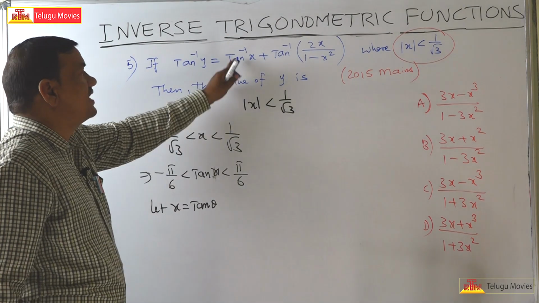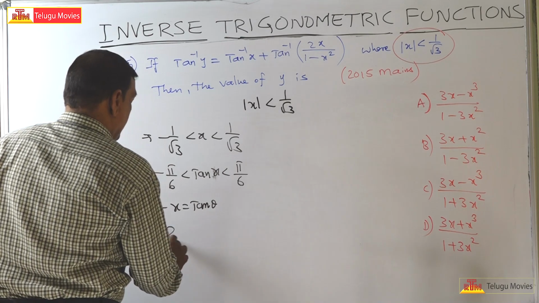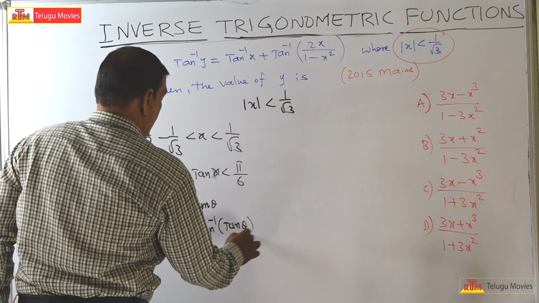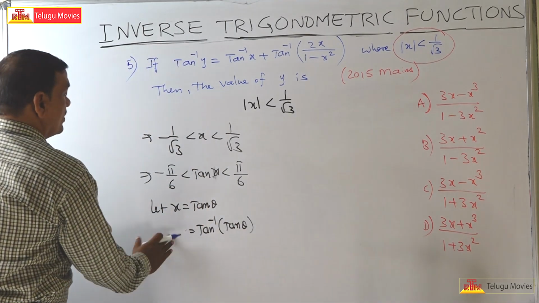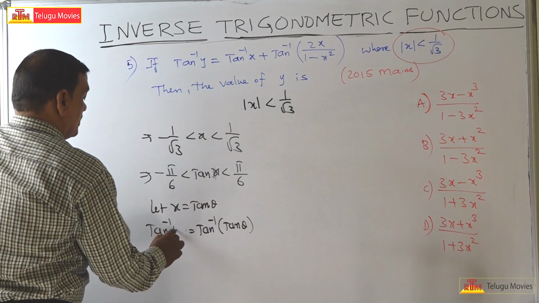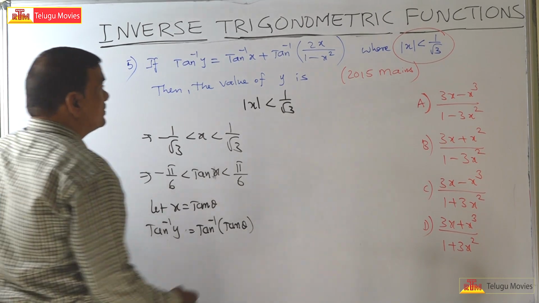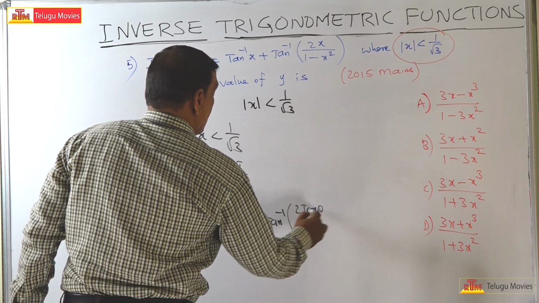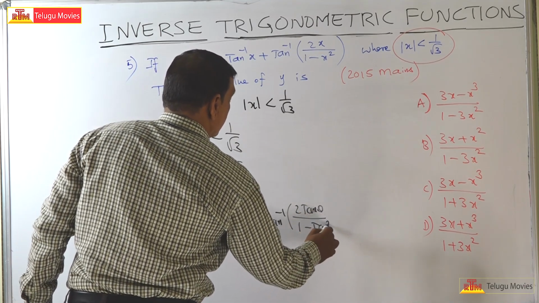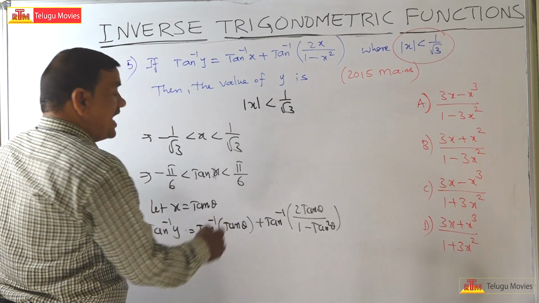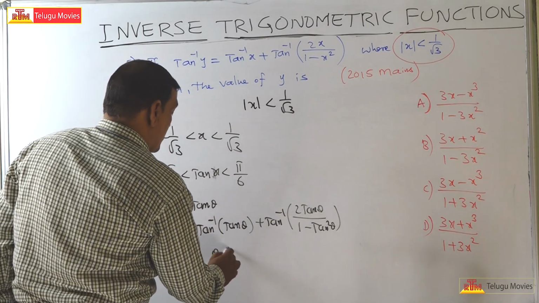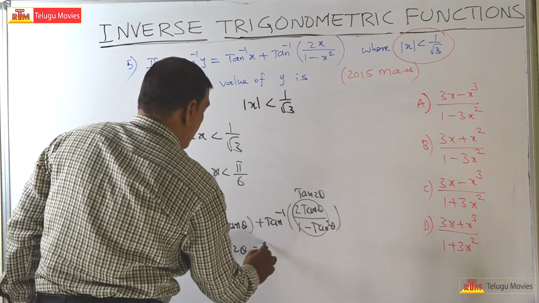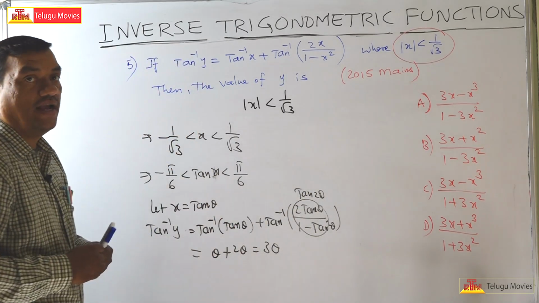So here, on the right hand side, tan inverse of tan theta plus tan inverse of 2 tan theta upon 1 minus tan square theta. Tan inverse of tan theta is theta, plus this is equal to tan 2 theta, which gives 2 theta. So this is 3 theta.